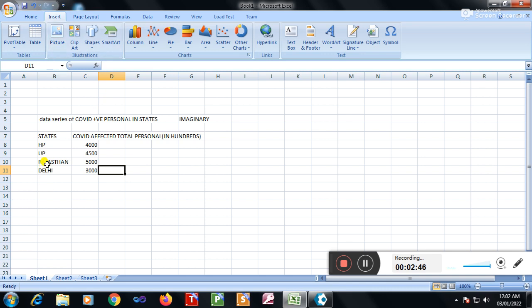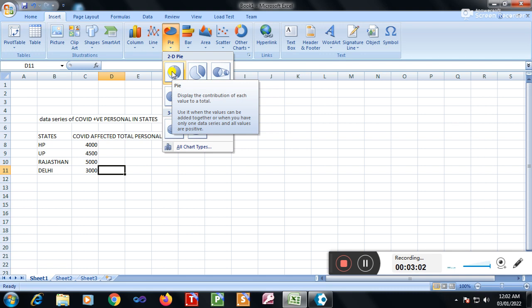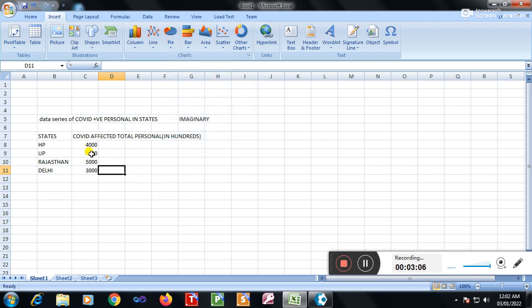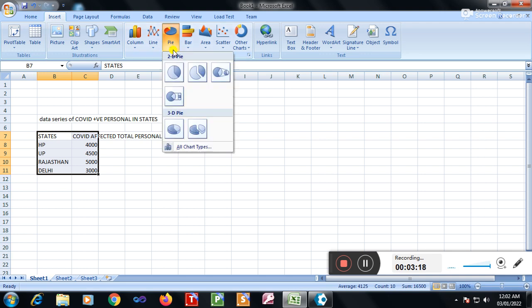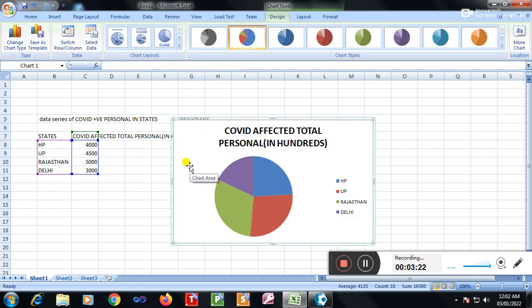So I have to convert this data into a pie diagram. So how will we do it? Go to the insert menu and pie, and this is the 2D two-dimensional chart. So first, for showing immediate data, select data with this heading and go for pie, and it will generate the chart with the values of two series. The first series is the state name, the second is the corresponding value of COVID affected personnel in hundreds.